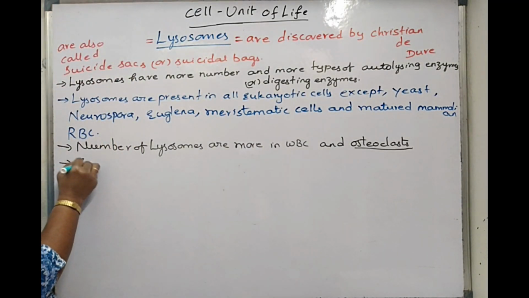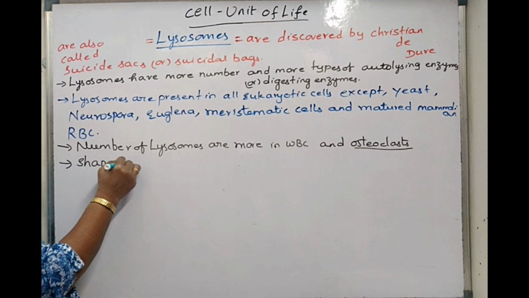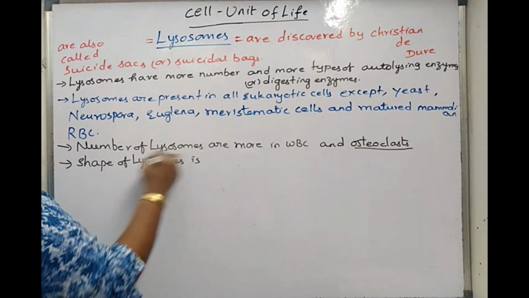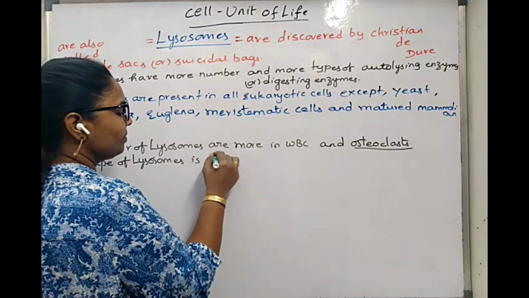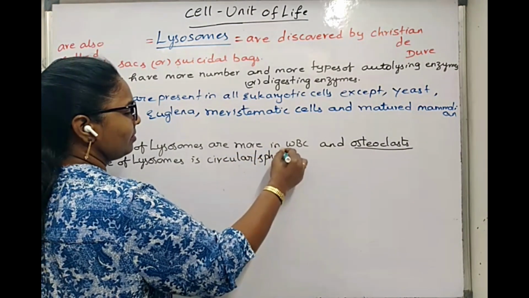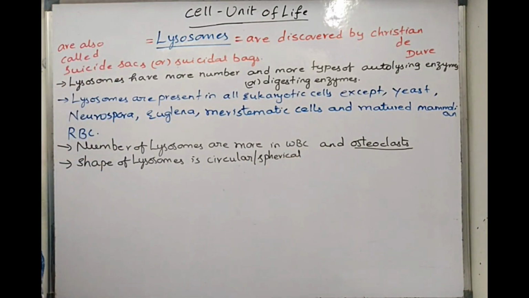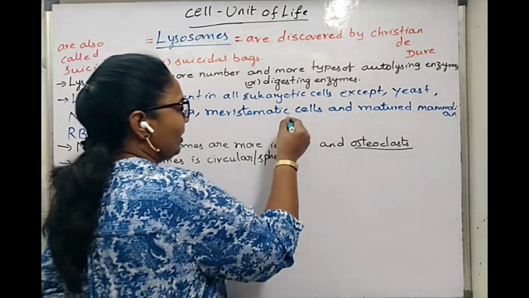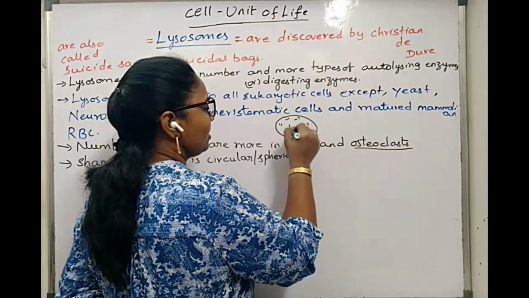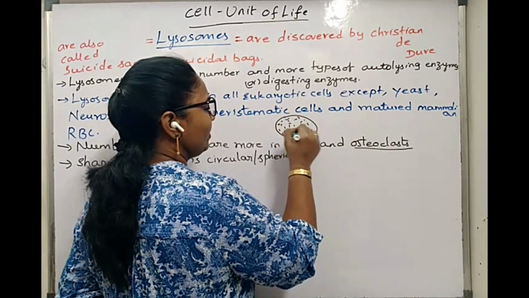Next, the shape of a lysosome is circular or spherical. So we can draw a circular structure: inside will be the matrix and outside will be the membrane.